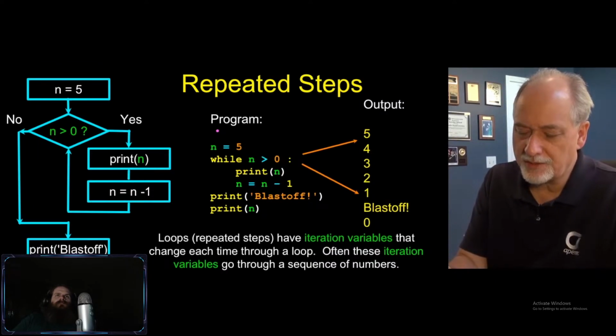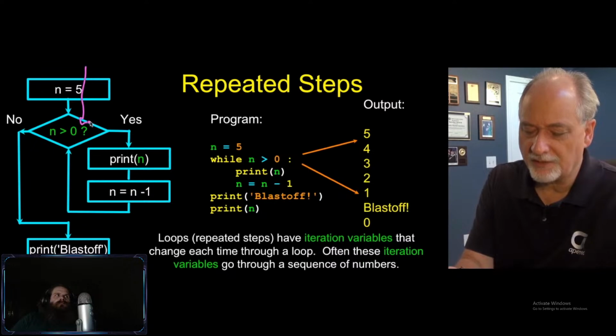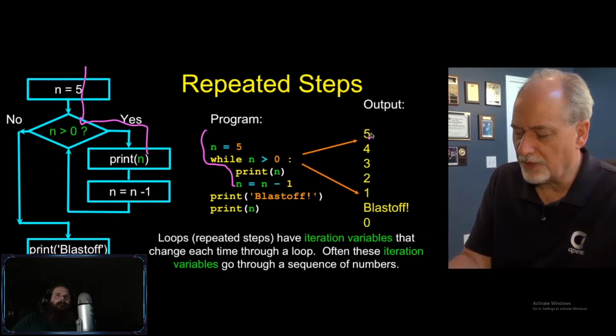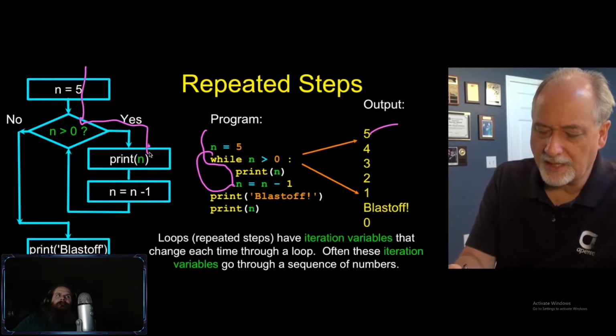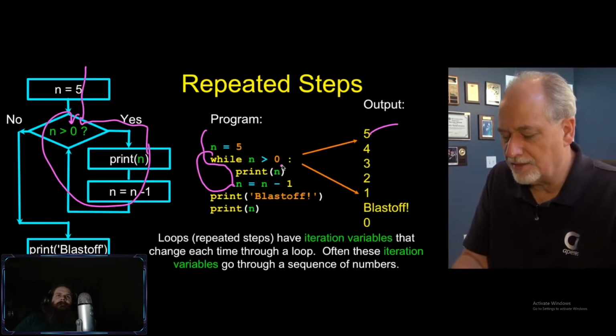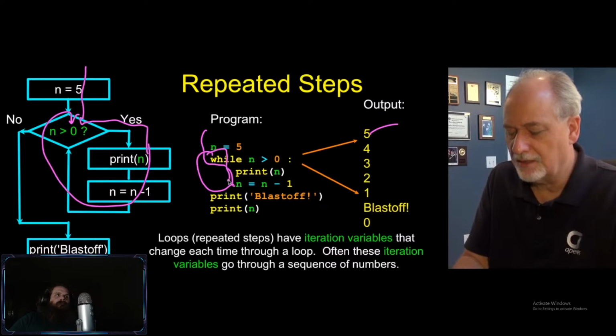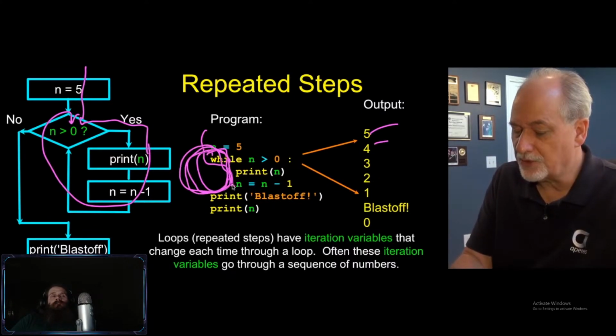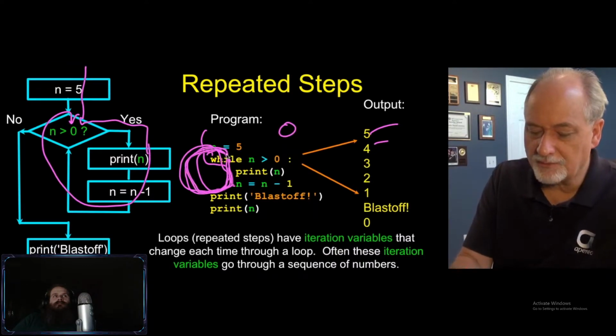So let's just run this. We come in, n is 5. Is n greater than 0? Yes, it is. So we're going to run this code. We're going to print out 5. Then we're going to subtract 1. And then we're going to go back up and ask the question. Is n greater than 0? Since it's 4, the answer is yes. So then it runs again. Then it prints out 4, subtracts again, checks, prints 3, subtracts again, prints 2, subtracts again, prints 1, subtracts again. Now n is 0, and so it comes back up.